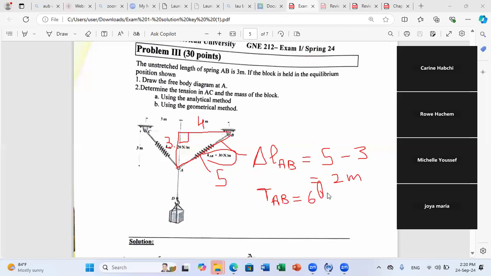Okay? Clear for the one who asked about the magnitude of TAB? Yes, clear. Pythagorean, yes. Who was asking? Yes.